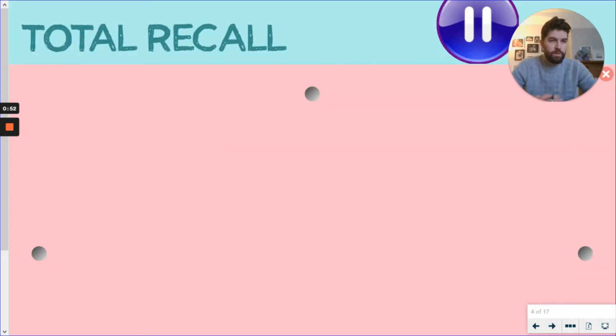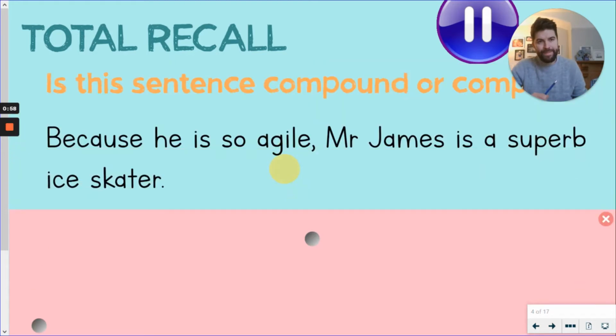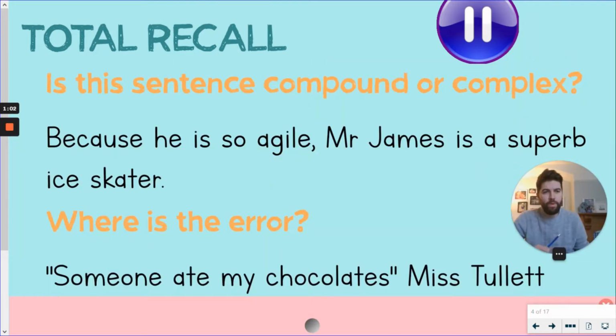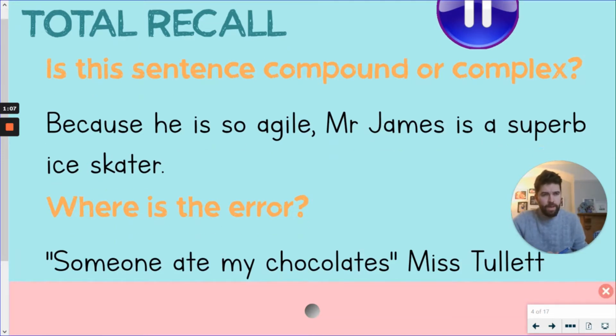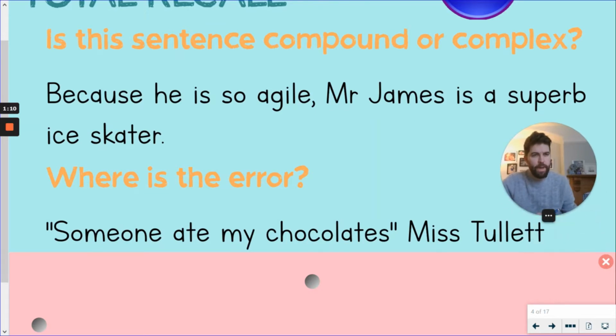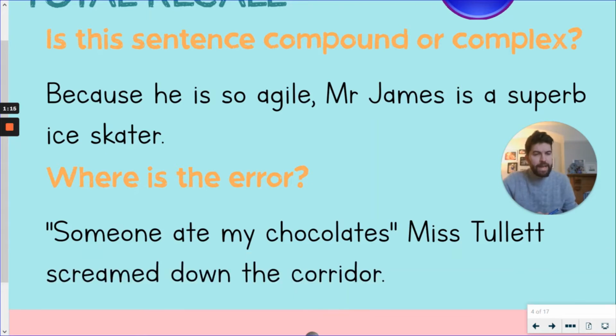Okay, so let's start with some total recall. Let's recap some of our prior learning and see what we can remember. The first question is going to be, is this sentence compound or complex? Because he's so agile, Mr. James is a superb ice skater. Is that a compound or a complex sentence? And then the second question, I'm looking to find an error in speech punctuation. The sentence reads, "Someone ate my chocolates," Miss Tullett screamed down the corridor, but there's an error in the speech punctuation. Can you find what's missing? Pause here.